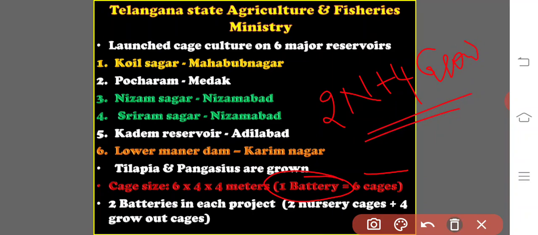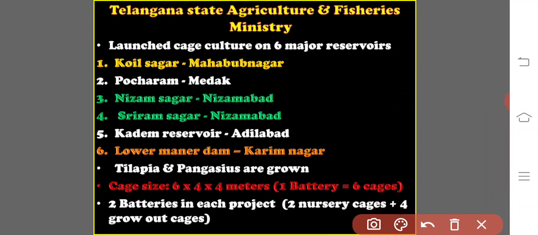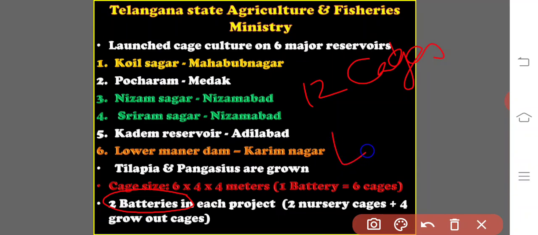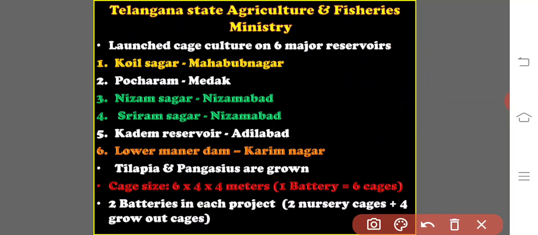In each and every project, we kept about two batteries. There are six reservoirs which we have selected, and we kept two batteries. Two batteries means 12 cages. Out of these 12, each battery carries two nursery cages, so totally four nursery cages and eight grow out cages. So this is the initiative taken by the Telangana State Agriculture and Fisheries Ministry. Right, this is about cage culture.